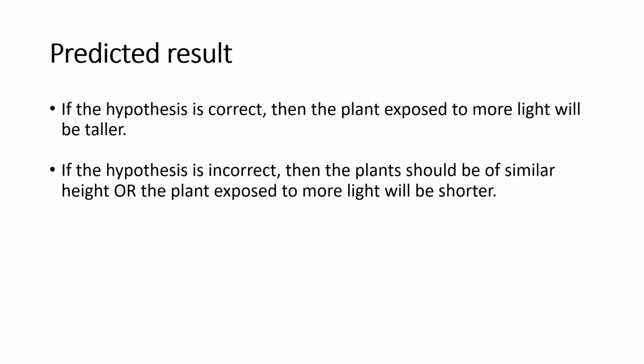And then you can predict your result. If my hypothesis is correct, or if it's incorrect, what kind of result am I expecting? So if the hypothesis is correct, then the plant exposed to more light will be taller. That's very self-explanatory. If it's incorrect, then I would expect them to have similar height, or more sunlight will actually make it shorter. That's possible. Some plants don't like sunlight. Okay, they don't like as much sunlight. And so you have to know what kind of result would either validate your hypothesis or reject your hypothesis.